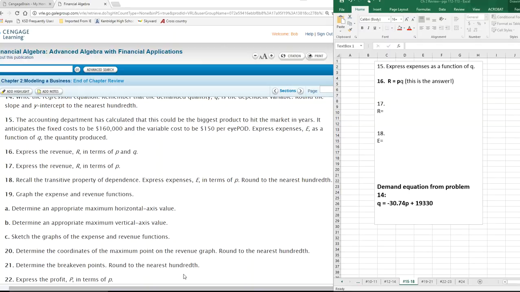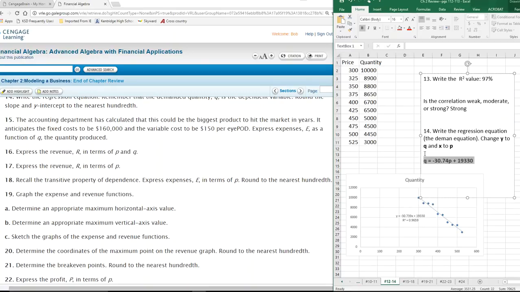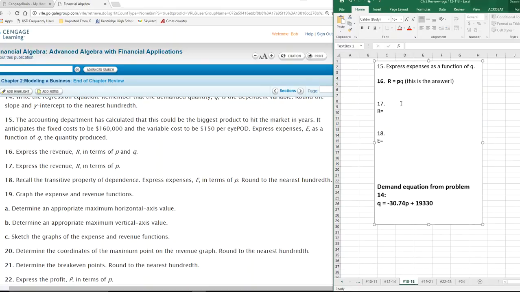Okay, this is the Chapter 2 review, problems number 15 through 18. In order to do this, we're going to need that demand equation that we did back here in our earlier video, and we did that for problem number 14. So I've copied it over here just so that we have it handy.